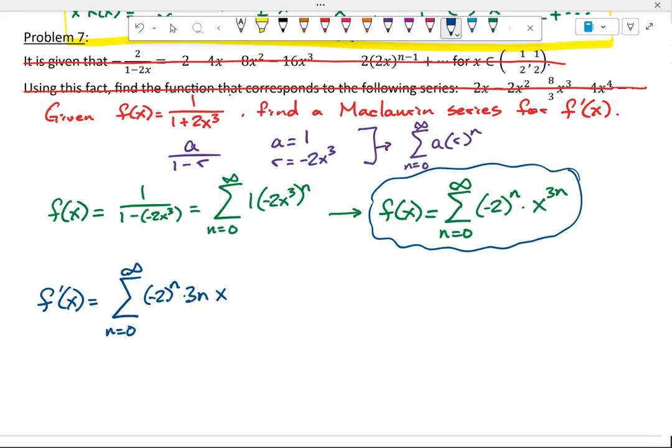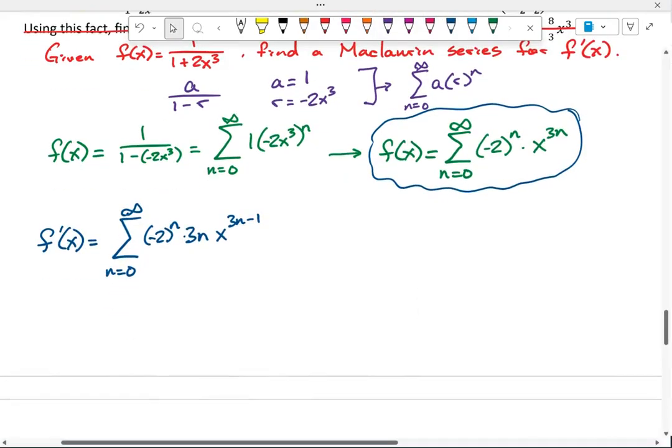X to the 3n minus 1. There isn't really anything to cancel out, so that is our power series. We could move the 3n in front if we wanted to. We could also write an expanded form. We can plug in some of our terms to see what it looks like.